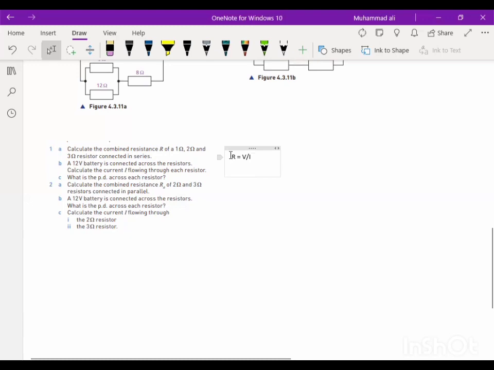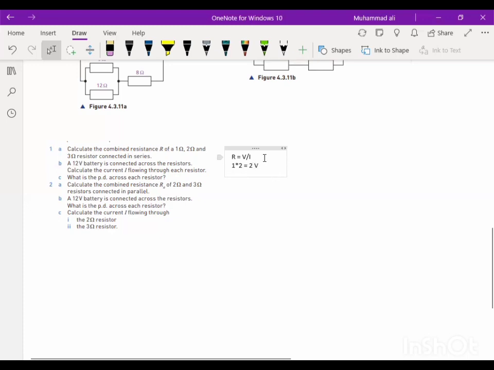The voltage is not going to be the same. For example, when I'm calculating for the 1 ohm resistor, the resistance is 1 and the current is the same, 2 amperes. So for the first one it is simply 2 volts.